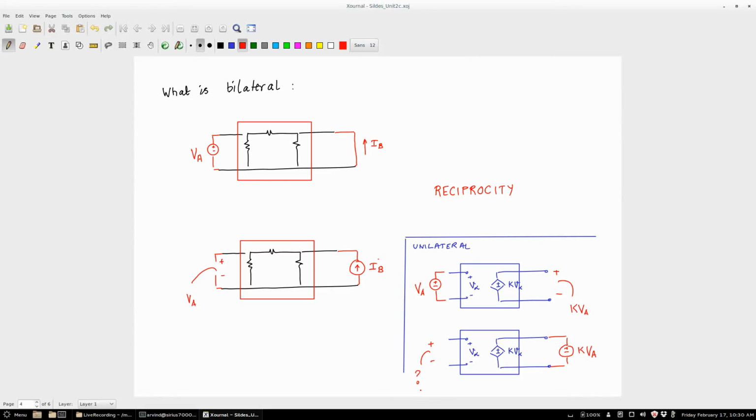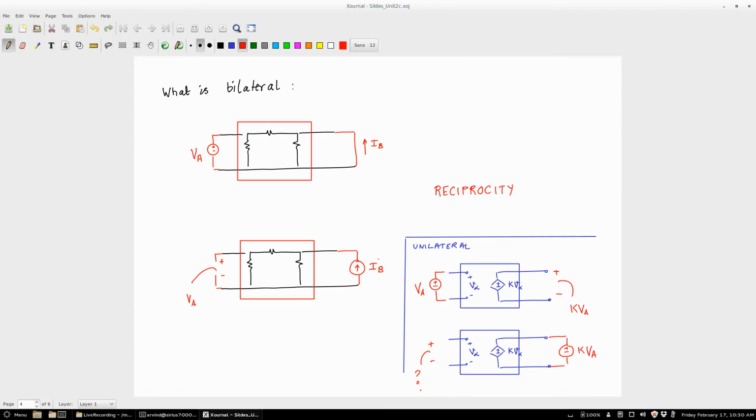If I take a system and, as he pointed out, if I apply VA here and ask the question, what is here? What is that? It's not going to work, right? So this is unilateral. It takes what is on the left and it calculates something on the right. If you take something on the right, it's not going to give you something on the left. Right? So your MOSFET also is like that.